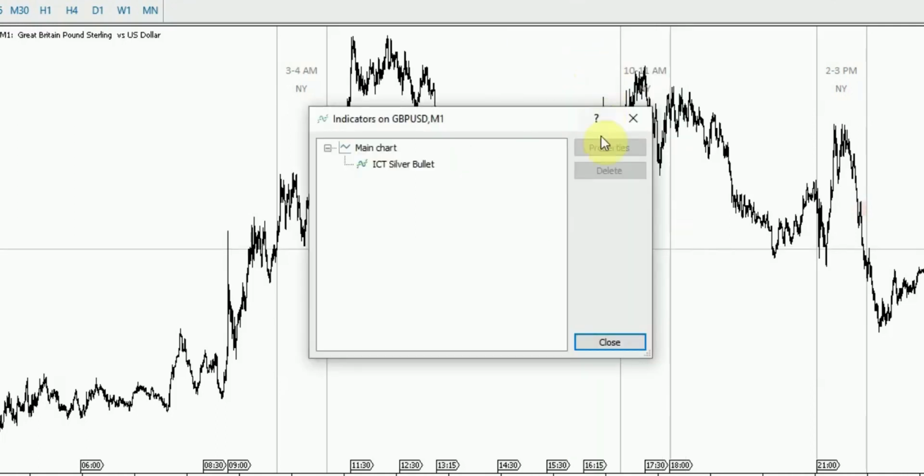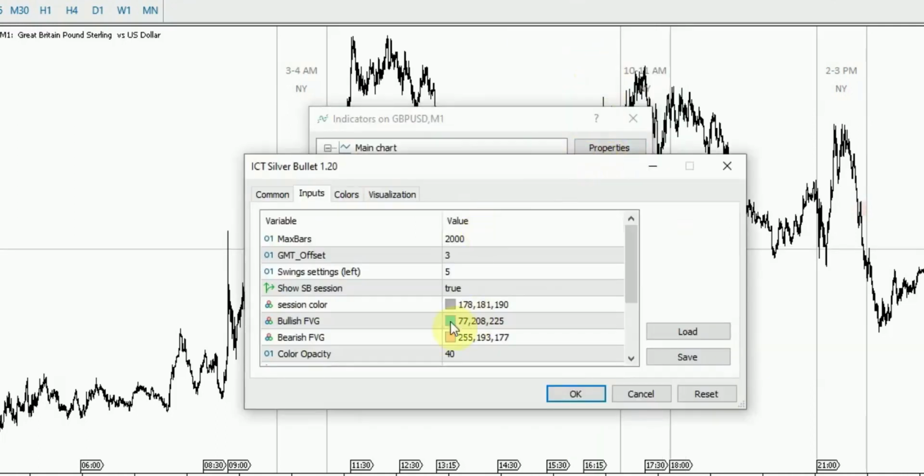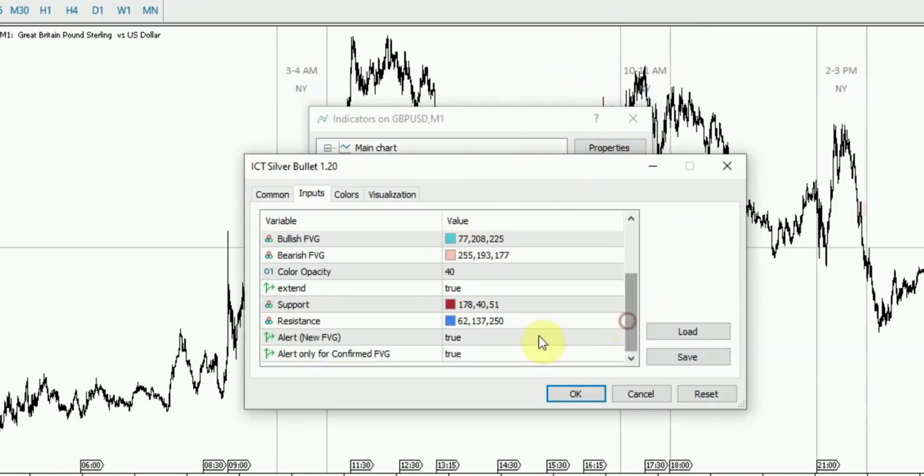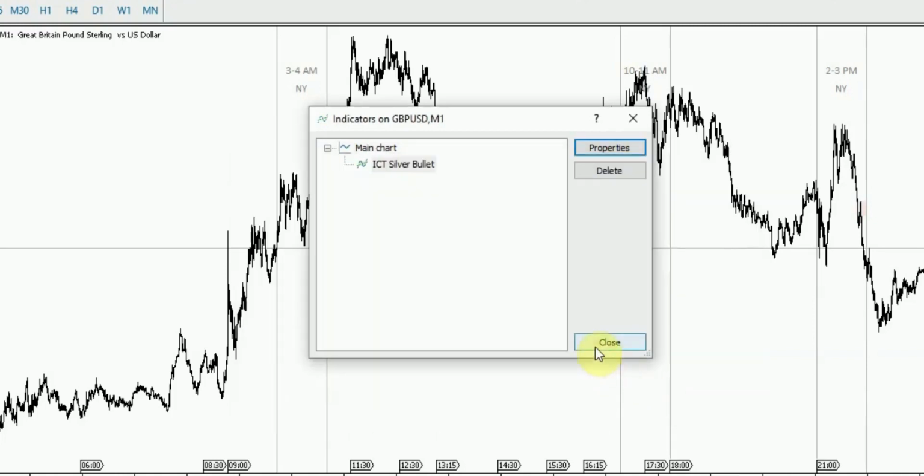Additionally, this indicator has an alert feature. So if we go to properties, we can see you're able to change different settings such as the colors of the different fair value gaps and so on. And down here we have this feature that gives alerts whenever a new fair value gap forms. And you can set the value to true and it will alert you when there is a new fair value gap, or you could set the value to false to turn off the alerts. So it makes it very easy for you to use this strategy.